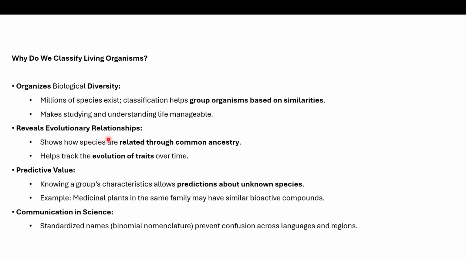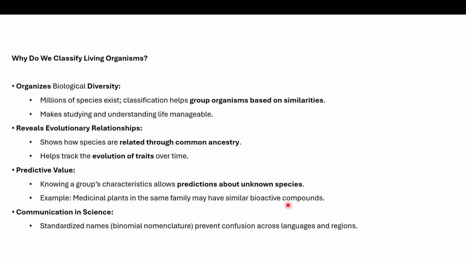Classification also reveals evolutionary relationships, which eventually we can see how species are related through common ancestry. It also helps us to track the evolution of traits or features, whether anatomical or physiological features over time. Predictive value: knowing a group's characteristics can also allow us to make predictions about unknown species. For example, suppose a certain herb is found suddenly, and medicinal plants in the same family may have similar bioactive compounds.